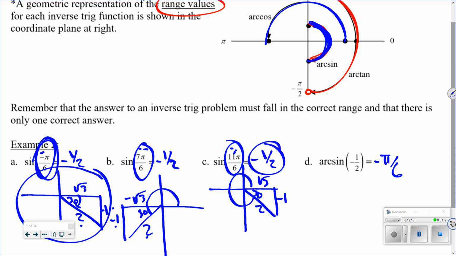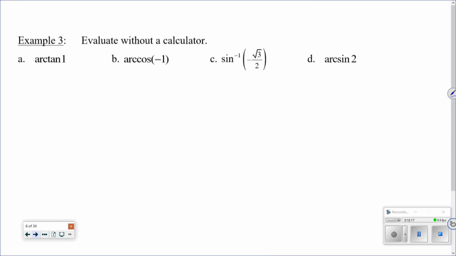Let's do a couple more problems, just where we're evaluating here. So it says, what is the arc tangent of 1? What that really means is, what angle do I plug into tangent and get 1 back out? So think of your reference triangle. In fact, we have 2 different reference triangles, right? We have a 30, 60, 90.